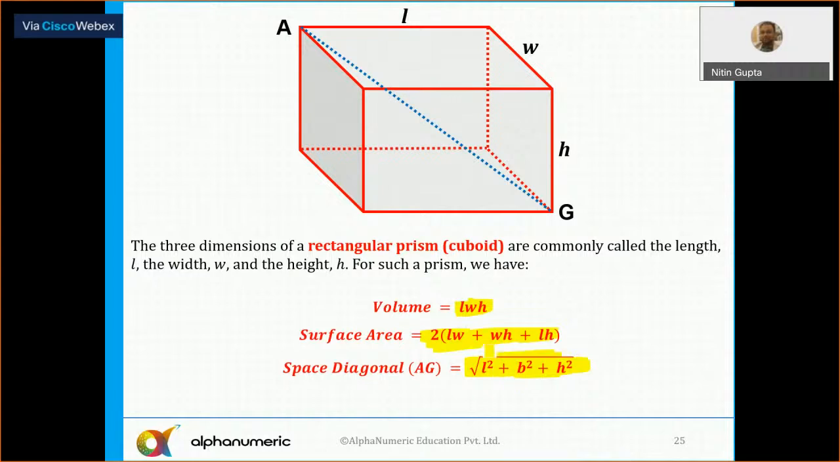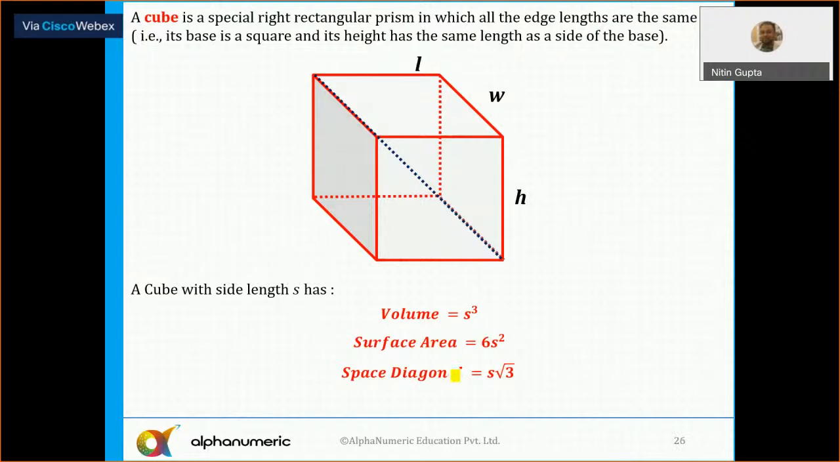All right. Now, for a cube, volume is always equal to s cube, surface area is equal to 6s square, and the space diagonal is always equal to s root 3, the longest possible diagonal. Its length is s root 3.